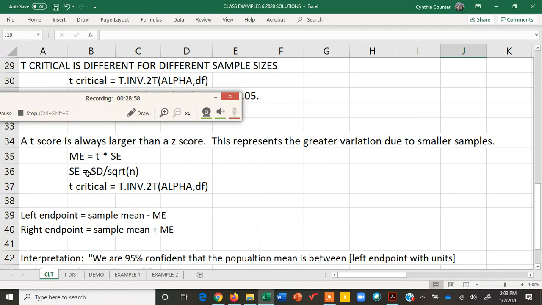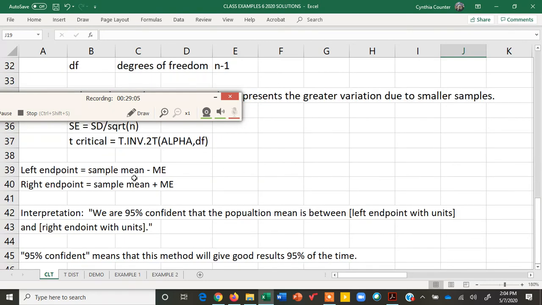And we need to know the margin of error in order to find the confidence interval. And once we have the confidence interval, we're 95% confident, right? There's our confidence level, that the population mean, this is the parameter we're estimating, is between the left endpoint we computed here, and we need to supply the units, and the right endpoint that we compute here, and we need to supply the units.